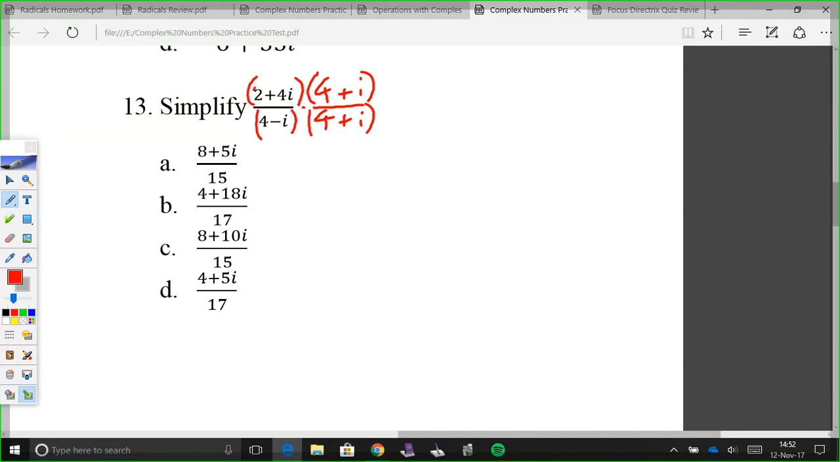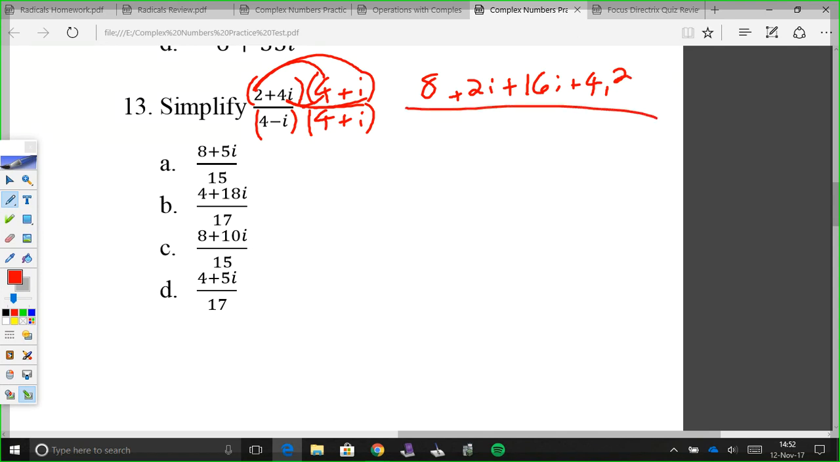But I have to FOIL now, just like I did in the last problem. 2 times 4 would be 8. 2 times i would be 2i. 4i times 4 would be 16i. And then 4i times i would be 4i squared. Okay, again, don't forget about that i squared at the end. And the bottom, if you FOIL this out, 4 times 4 is 16. 4 times i is 4i. Negative i times 4 is negative 4i. And negative i times positive i is negative i squared.